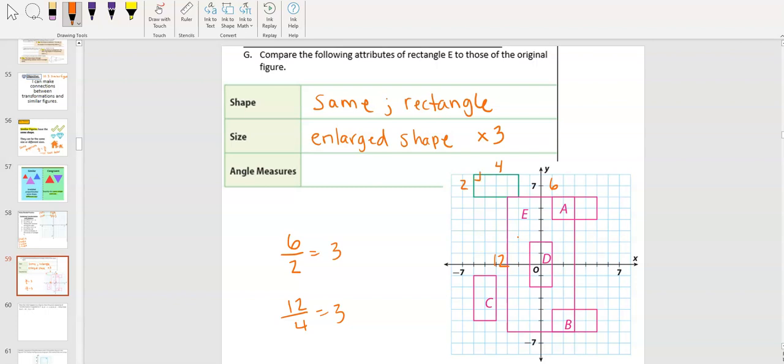Now I know that because this is a rectangle and it's on the coordinate grid, all 4 of my angles are 90 degrees. And because of that, I also know that all 4 angles of my new rectangle are also 90 degrees. So they have the same 90-degree angles. So even though they have been enlarged, their angles are the same, okay? So the shape is the same, the size is not the same, it's enlarged, but the angles are the same. So that is how I know that these shapes are similar and not congruent.